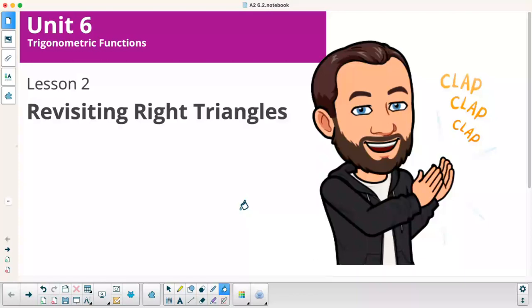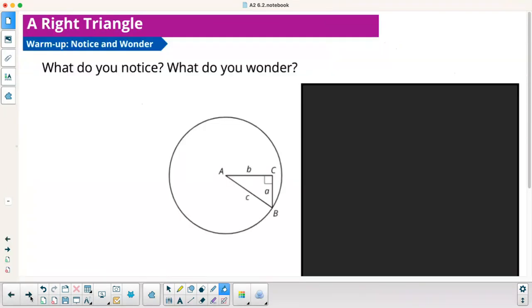Illustrative Math, Algebra 2, Unit 6, Lesson 2 is called Revisiting Right Triangles. This lesson is basically a review from geometry class about sine, cosine, tangent, and the Pythagorean theorem. All right, our warm up.